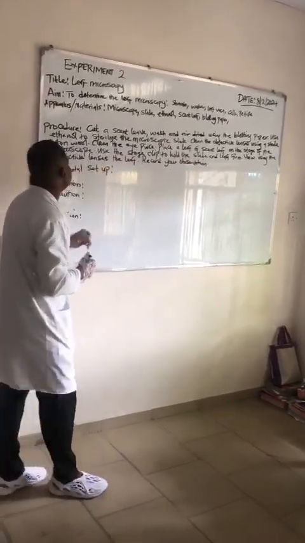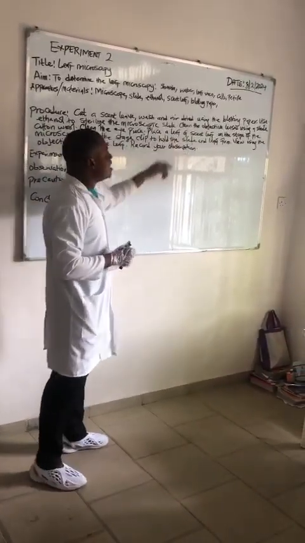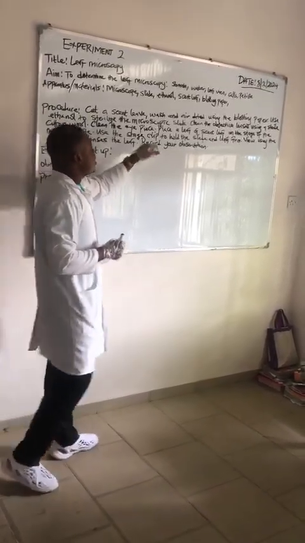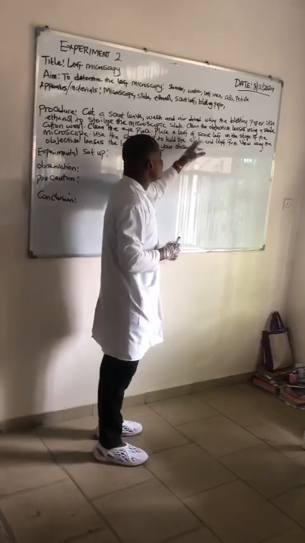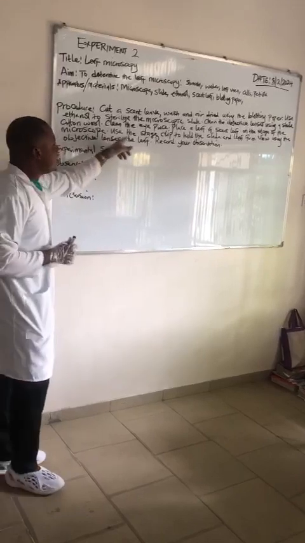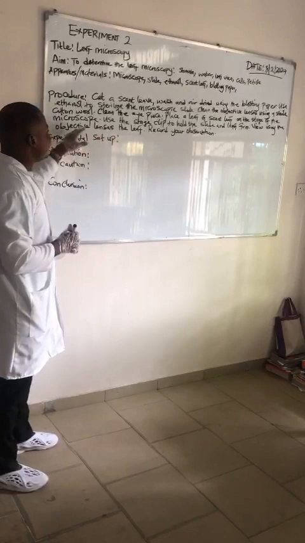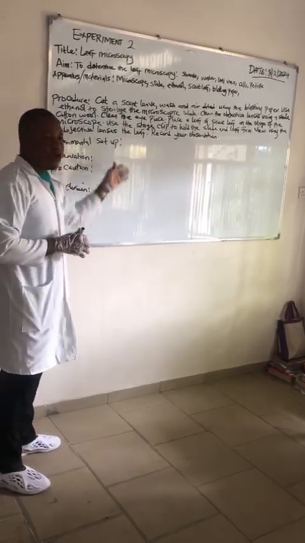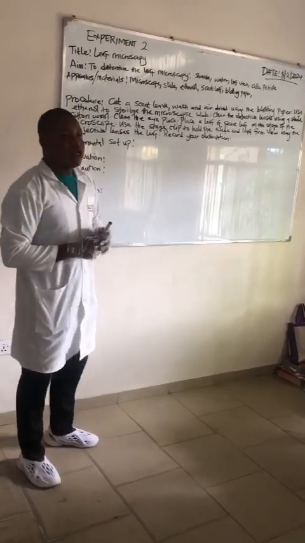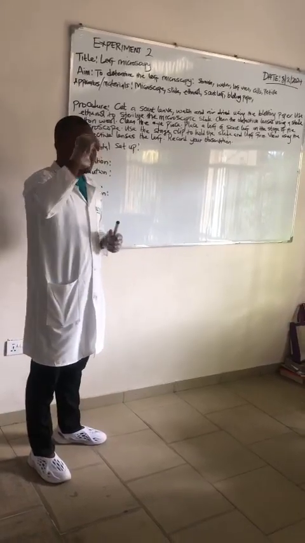If you look at it, we say cut a scent leaf, wash and air dry using the blotting paper. Use heptanol to sterilize the microscopic slide. Clean the objective lenses using sterile cotton wool. Clean the eyepiece. Then place a leaf of scent leaf on the stage of the microscope. Use the clip to hold the slide and leaf firm. View the leaf using the objective lenses. Record your observation. This is just the procedure, the method you want to use to observe. Are you following? Yes.